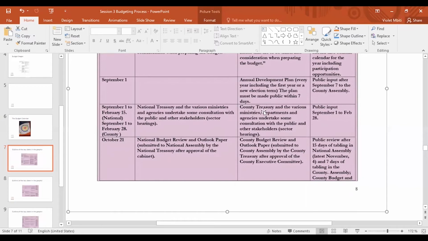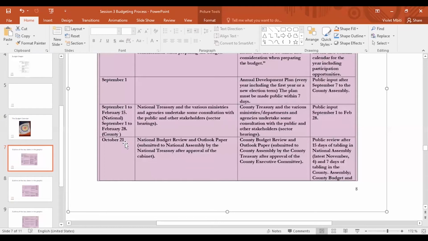And then at the county treasury and the various ministries or departments and agencies undertake some consultation with the public and other stakeholders, sector hearings. So that is why you usually find that in the county, you hear that there is a sector hearing on agriculture, sector hearing on health, sector hearing on trade, all right? So at this particular stage, you find public input is taken into consideration between September 1st to February 28th.